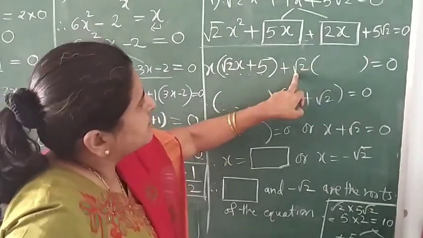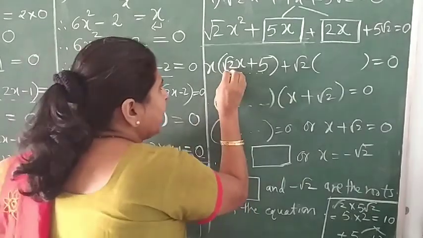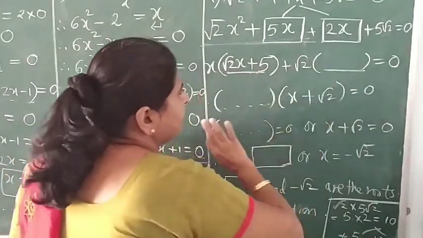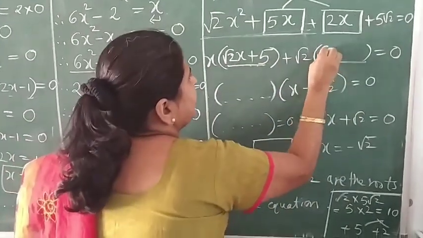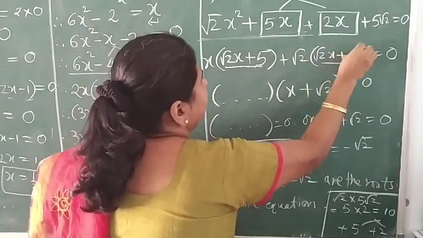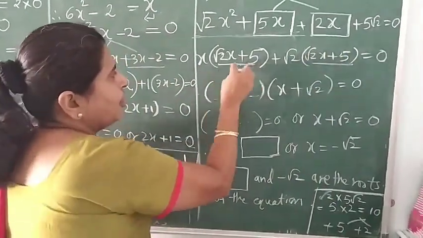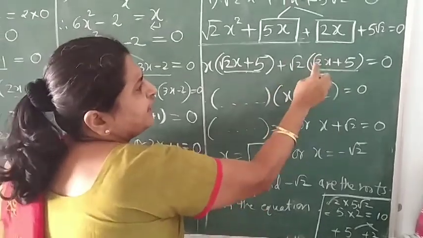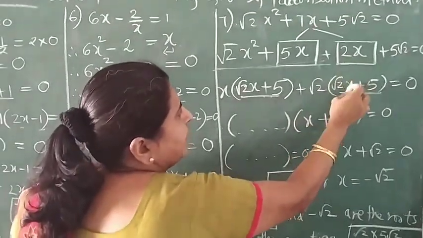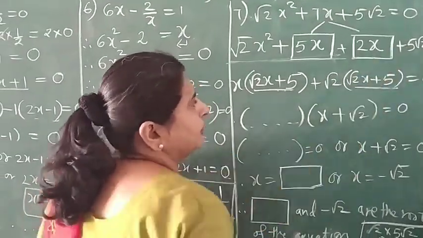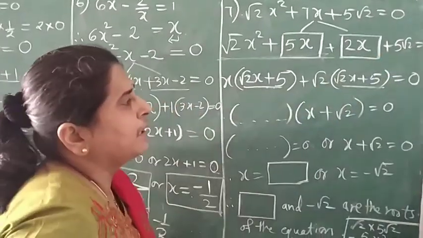Now here root 2 is given. We know that the same bracket comes here, so directly you can write the same bracket here, root 2x plus 5. Okay, now we got this common bracket here. You can verify your answer. Root 2 into root 2 is 2x, and this is 5 root 2. So this is properly written here.